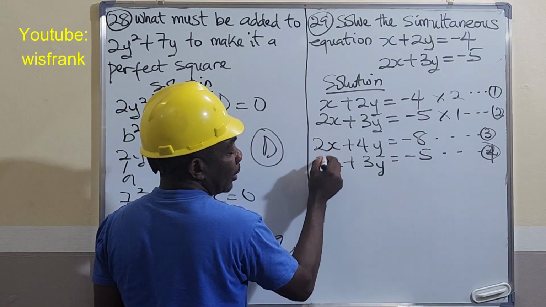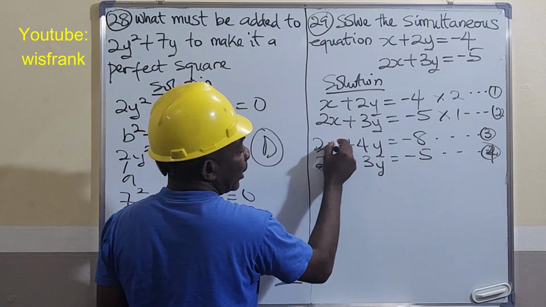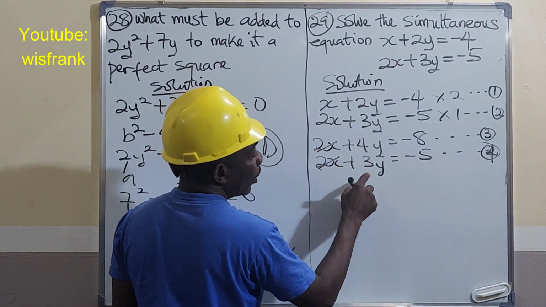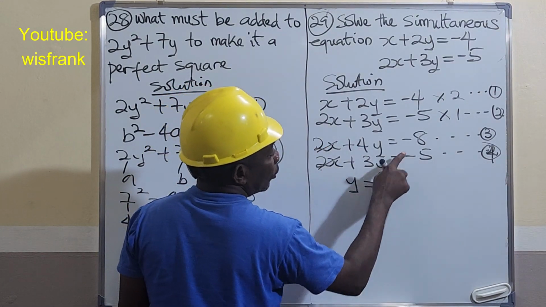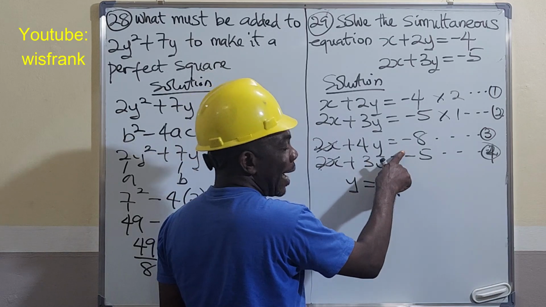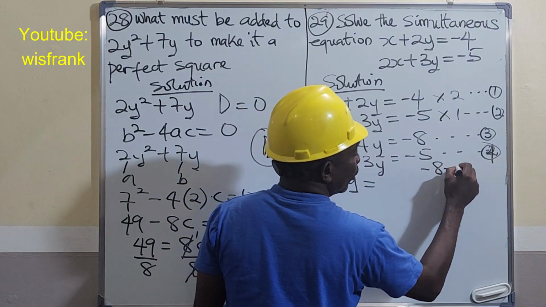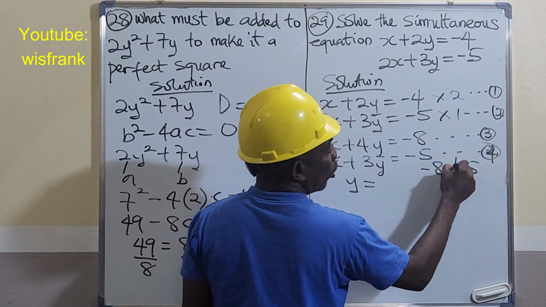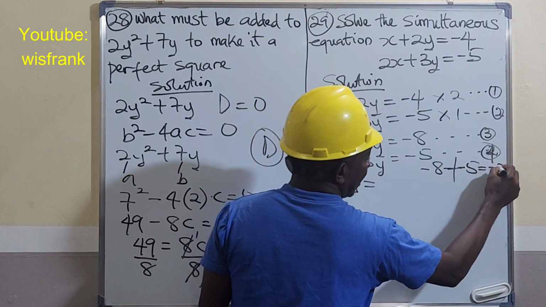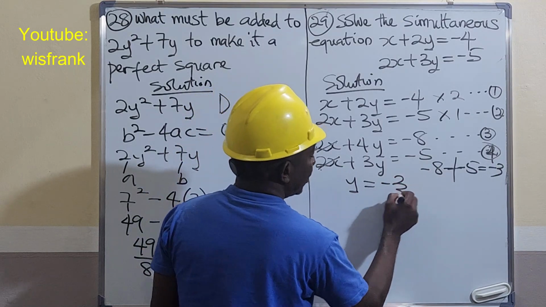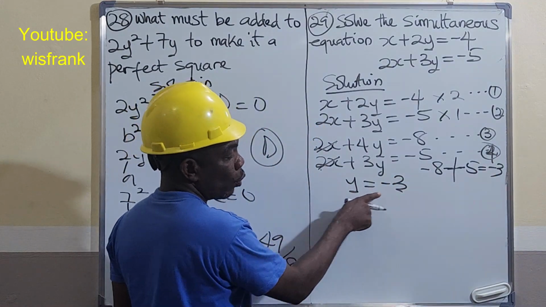So 2x minus 2x will cancel itself. 4y minus 3y will be y, equals minus 8 minus 5. Minus 8 minus 5: this one will turn to plus, so it becomes minus 3. So our y equals minus 3.